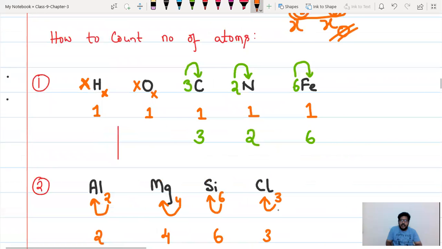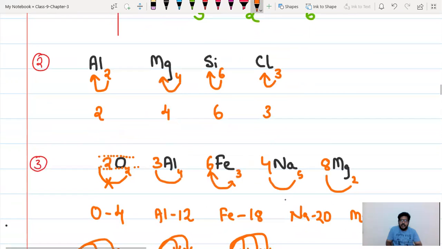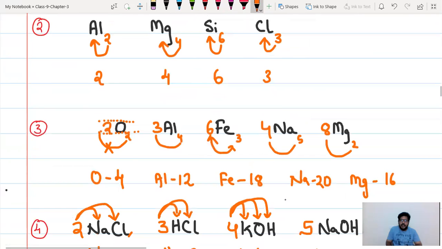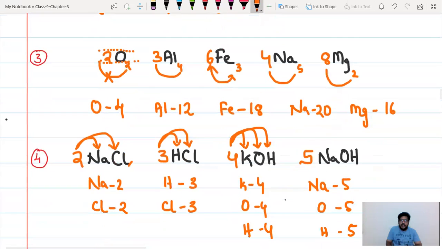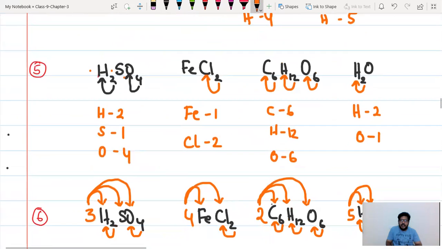6 varieties. Number 1, if any number is given in front, the total count should be given. Number 2, if a number is at subscript, the total count should be given. Number 3, if a number is at subscript and superscript, both numbers should be multiplied. Number 4, if any number is placed in front of the molecule, the total count should be given to every atom inside the molecule. Number 5, if you take any compound, of course molecule also, if any number is present at the subscript, that number alone is given to the atom which is present in front of the number.